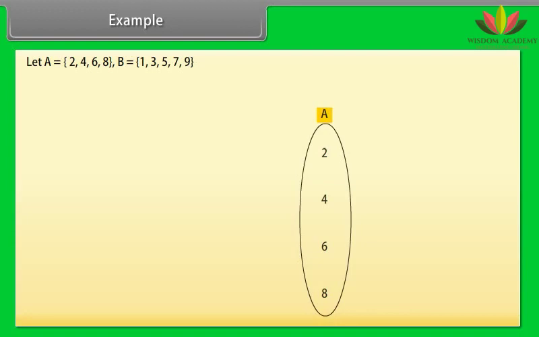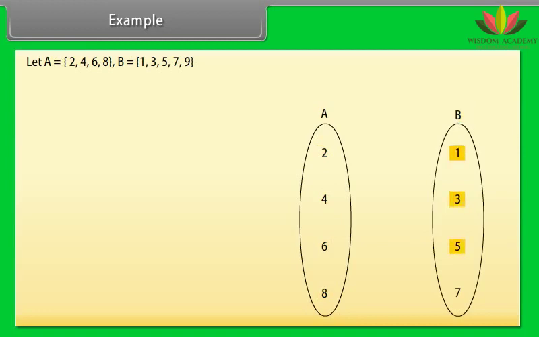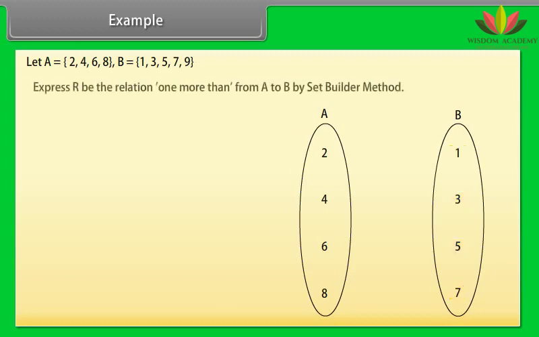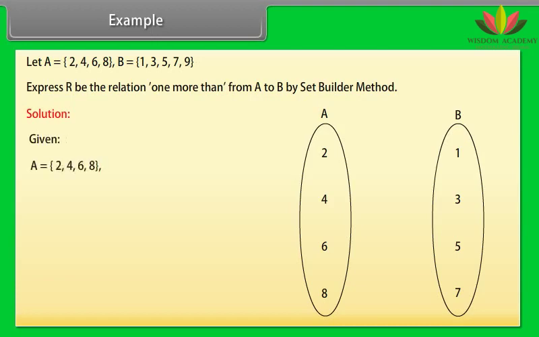Let A = {2, 4, 6, 8} and B = {1, 3, 5, 7, 9}. Express R, the relation "1 more than" from A to B, by set builder method. Solution: given A = {2, 4, 6, 8}, B = {1, 3, 5, 7, 9}.